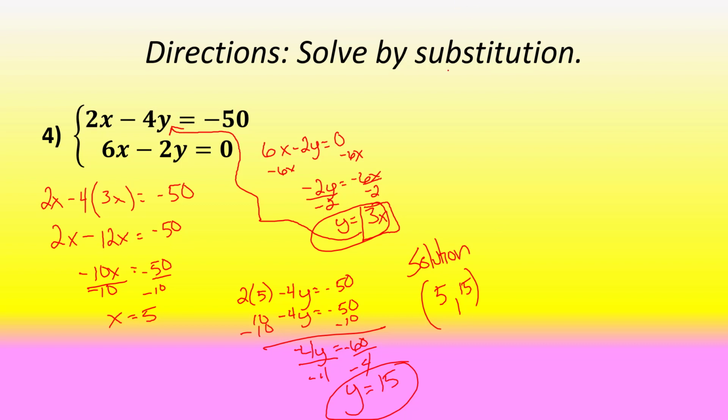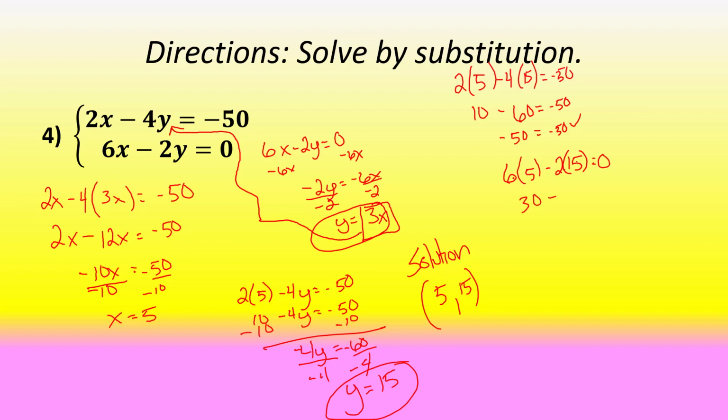Can we check that? Yes, we can. 2 times 5 minus 4 times 15 equals negative 50. 2 times 5 is 10 minus 60 equals negative 50. Negative 50 does equal negative 50, and so we're good with that one. 6 times 5 minus 2 times 15 equals 0. 6 times 5 is 30. Minus 2 times 15 is 30 equals 0. 0 does equal 0, so we're good with that one. That solution does satisfy both equations.